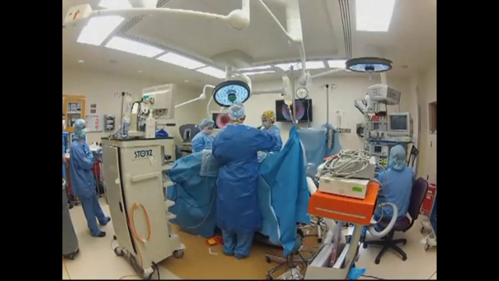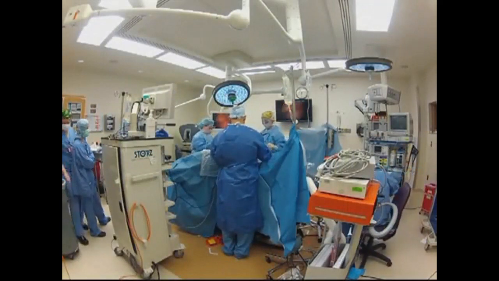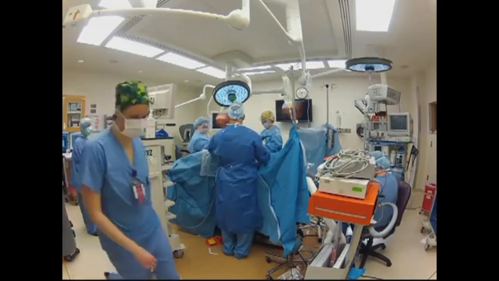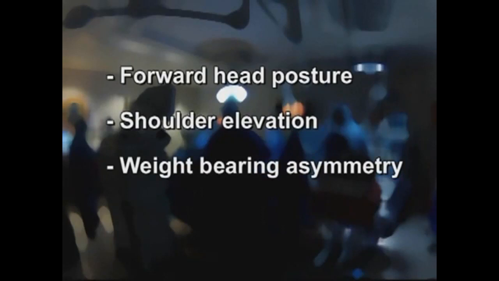Along with this basic understanding of the ergonomic importance of proper OR setup, 3 common ergonomic errors in surgeon posture will be presented. These include forward head posture, sustained and awkward shoulder elevation, and asymmetry in weight bearing.